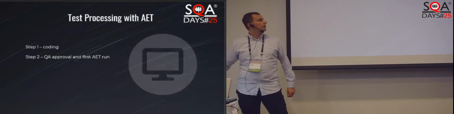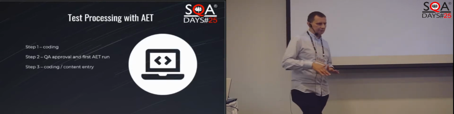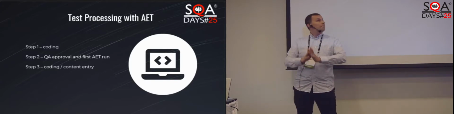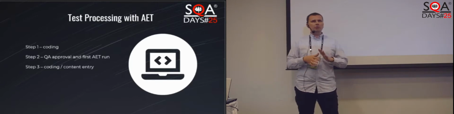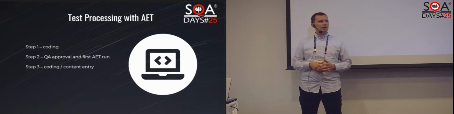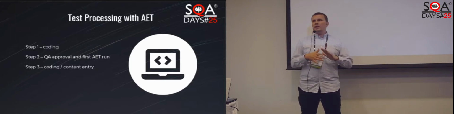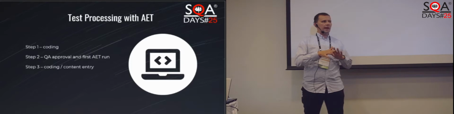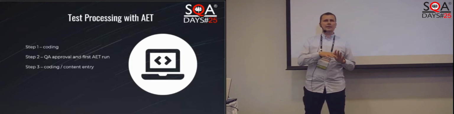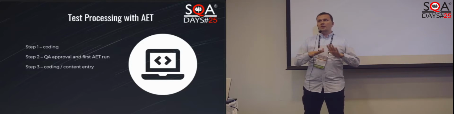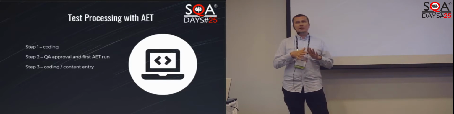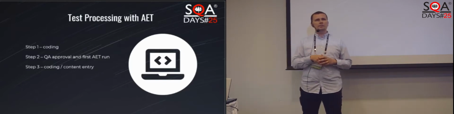So we do some more implementation. It can be another sprint, it can be the same sprint. It's different depending on the project. So what we do here is another coding or can be content entry, depending, of course, on the project. The thing is here that something changes. It can be styling, it can be something new on your page, it can be some content added, some text or images. There is a change. And what we want to verify at this point is if this change affected what we did before.